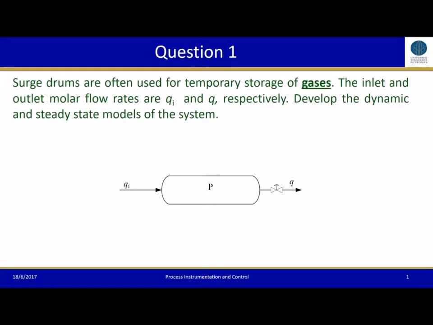For question 1, such drums are often used for temporary storage of gases. The inlet and outlet molar flow rates are Qi and Q respectively. For this question, we are required to develop the dynamic and steady state models of the system. From the question, we are given Qi and Q, which are the molar flow rates, and this is our surge drum with pressure P.